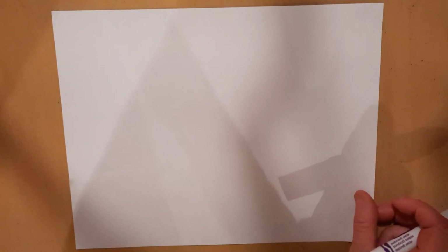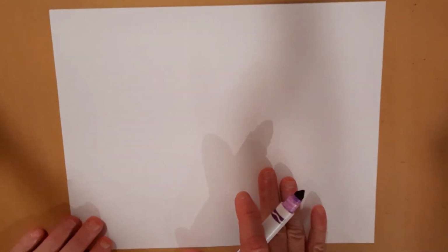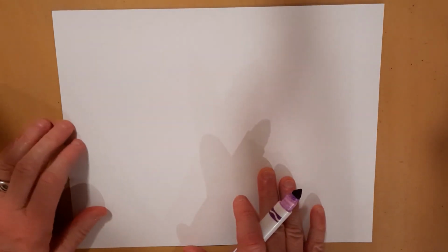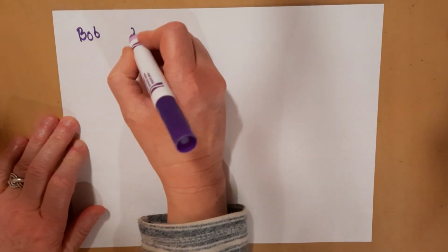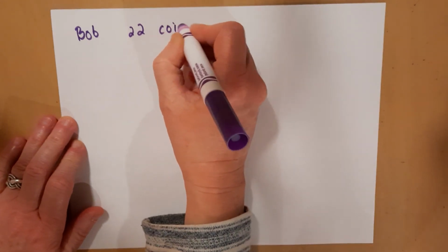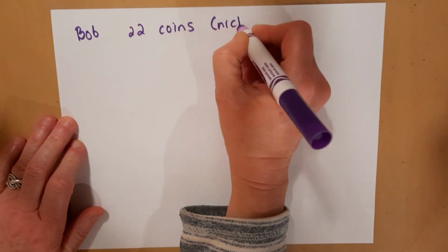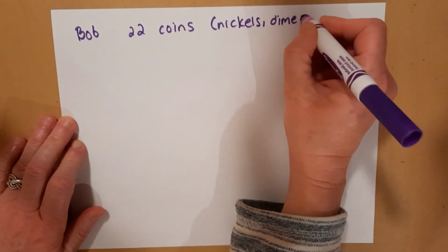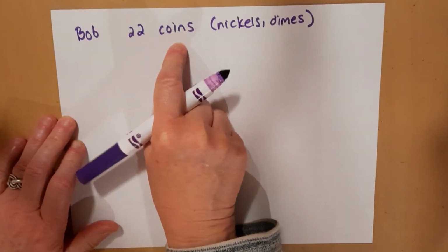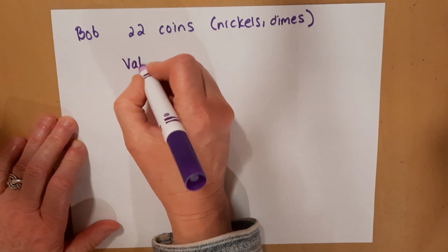So we're going to do one more just so that you get the hang of it. You always have to come up with two equations, one that represents the value of the coins and one that represents the number. So in this case, we're going to say that Bob has 22 coins. They're going to be nickels and dimes again. And the value is $1.35. 22 coins whose value is $1.35.